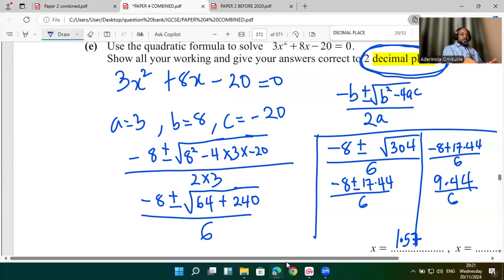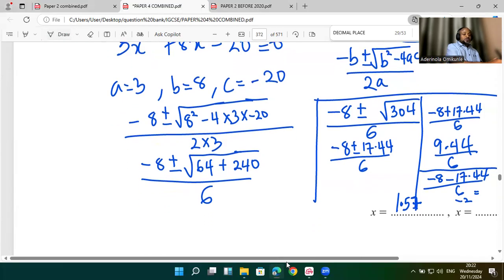And I'll go to the second one, which is now negative 8, negative 17.44, all over 6. That gives me negative 25.44 divided by 6, and that gives me negative 4.24. Okay.